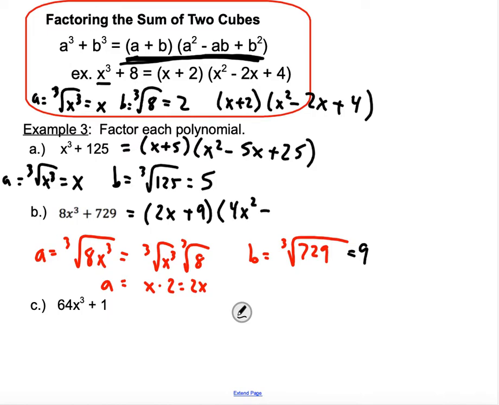Minus a times b, well, a is 2x and b is 9. What's 9 times 2x? It'd be 18x. And then plus b squared. What's b? b is 9. What's 9 squared? 81. Done. All right, and then let's try this last one here.